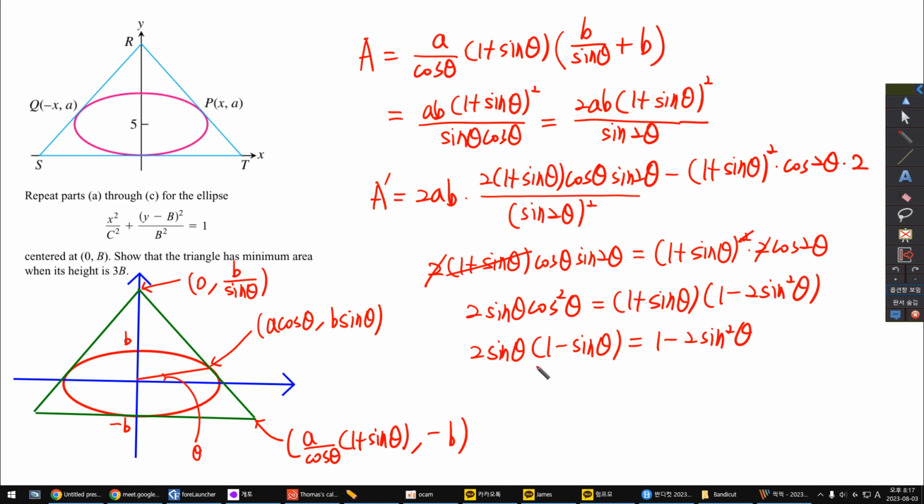So if we open the parenthesis, sine theta is 1 over 2. So when sine theta is 1 over 2, this b over sine theta is 2b. And because this upper one is 2b, and this also has b, that's why the altitude of this triangle, the length, is 3b when the area of this triangle is minimum.